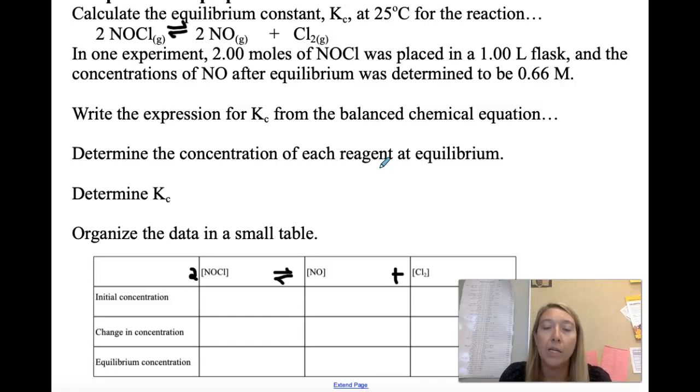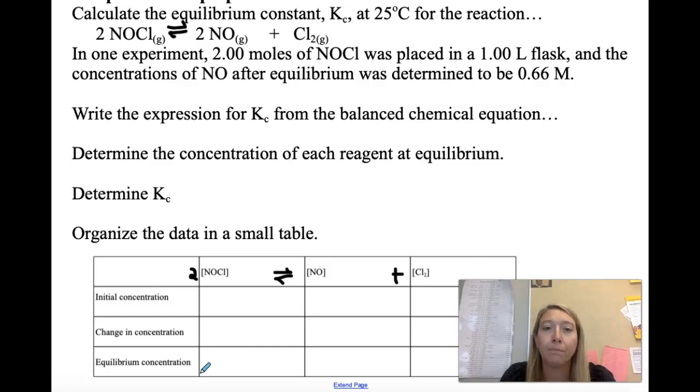So if we had something in our balanced equation that was a liquid or a solid, we would literally just draw a big X through that particular chemical within our ice table. Okay, we'll see maybe one or two questions like that in the first part of equilibrium. You're definitely going to see more when we get into the acid-base part of equilibrium.